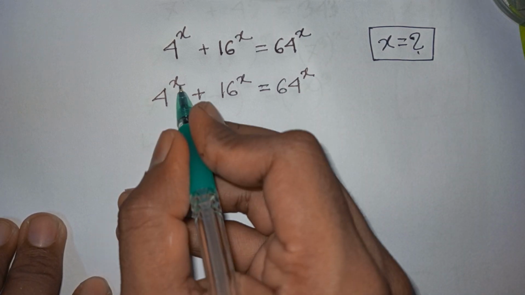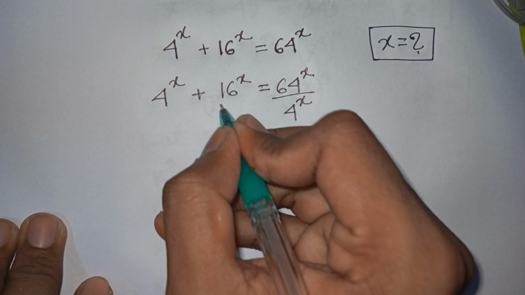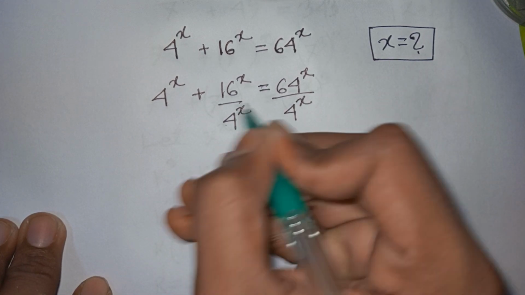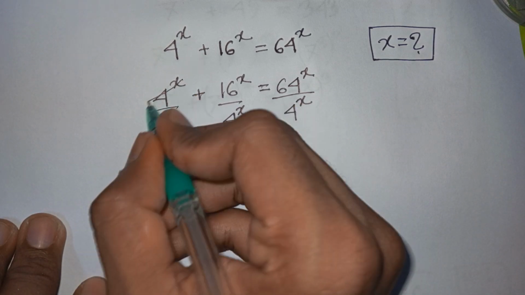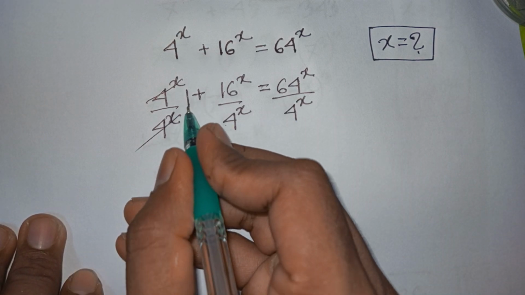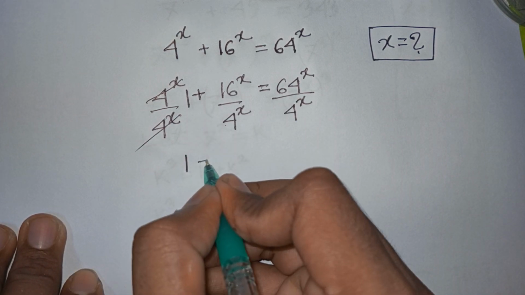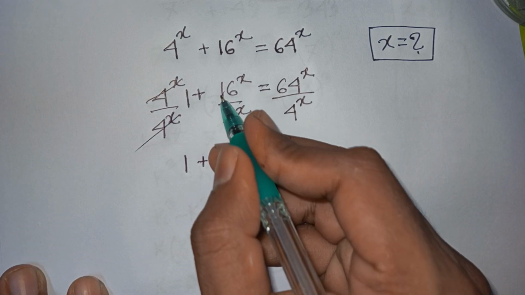Now we divide by 4 power x on both sides. So 4 power x divided by 4 power x, divided by 4 power x, divided by 4 power x. So this 4 power x, this 4 power x will be cancelled. So here 1. Now we have 1 plus, here we see x is the same power but different base.